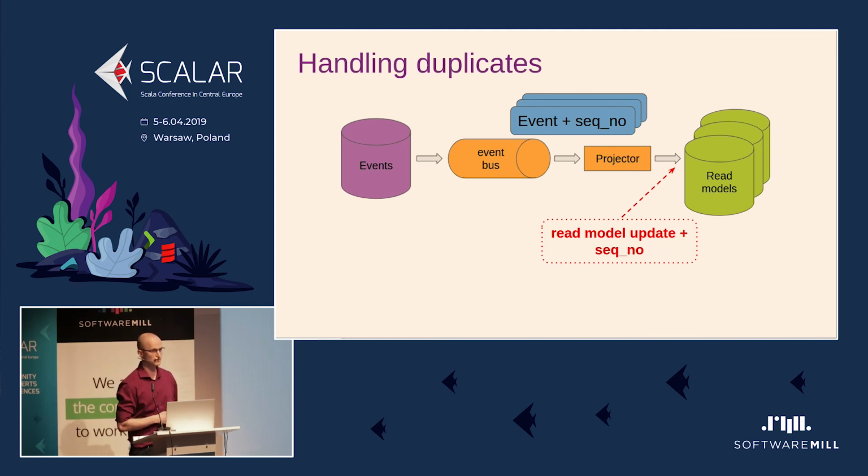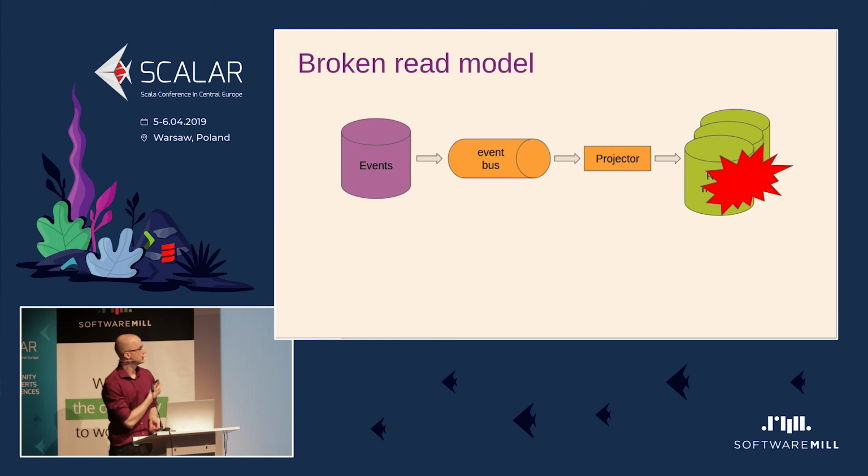In this case, there is always an ultimate solution. Just drop the whole read model and recreate it from the beginning. And this is actually the topic of the next slide. So a broken read model. When can you break your read model? Two reasons. First, software reason, so some bug in the code, handling or mishandling duplicates, and hardware reason. Some read models are more fragile than other ones. Once again, Redis is a very good example.